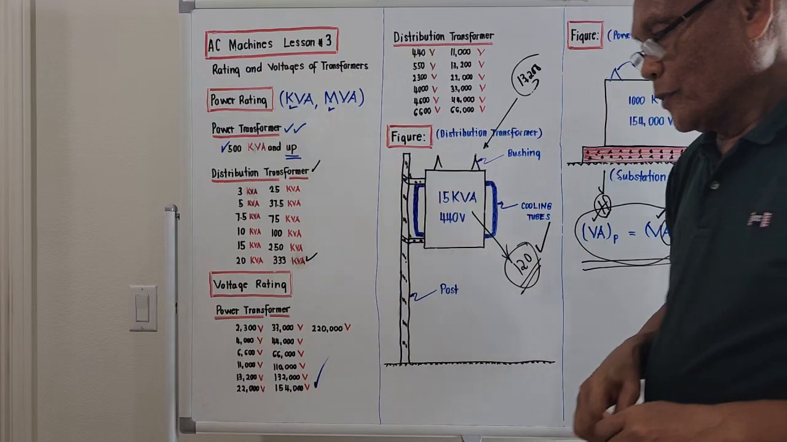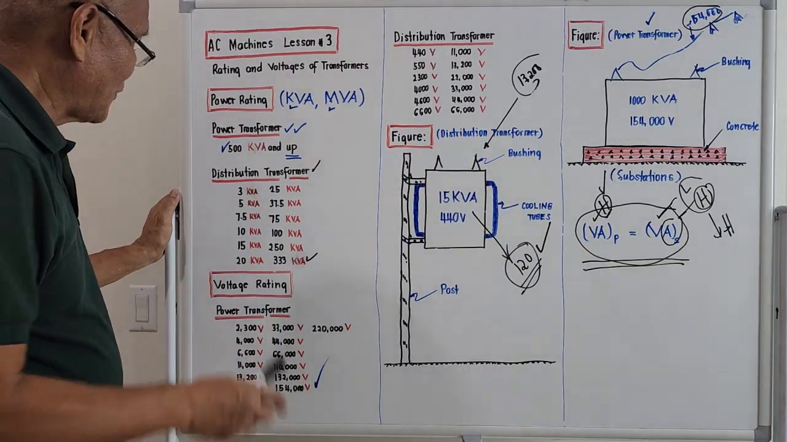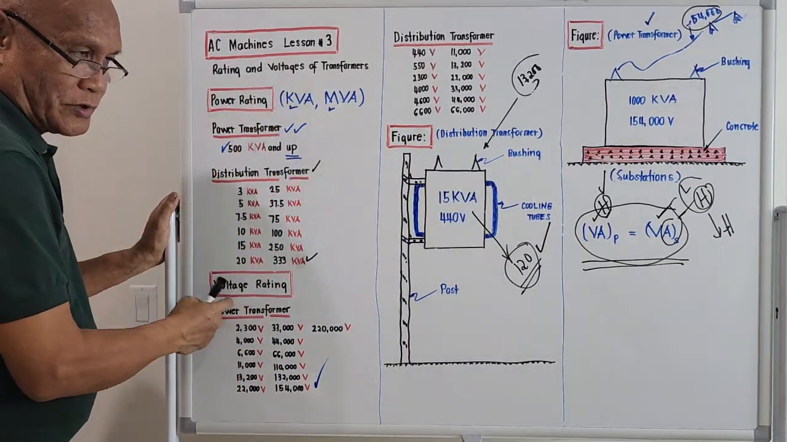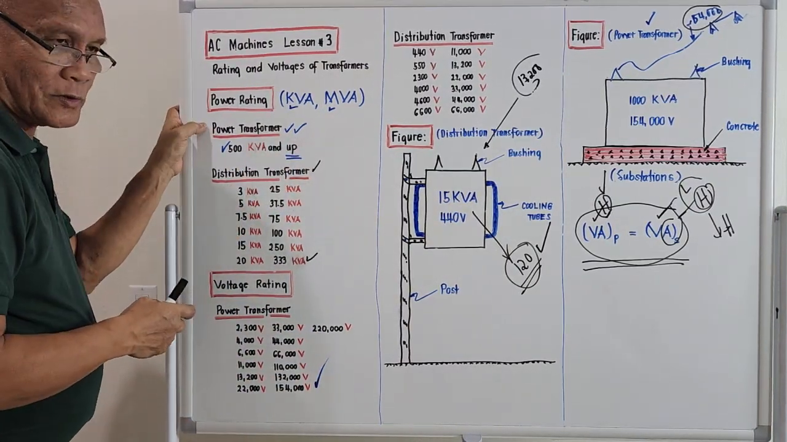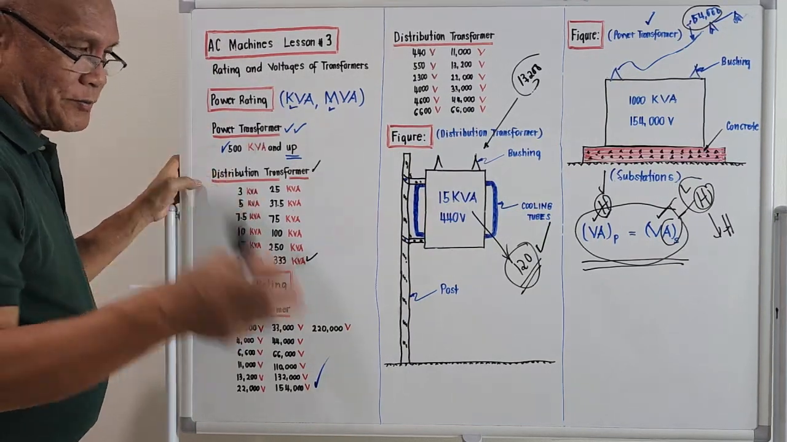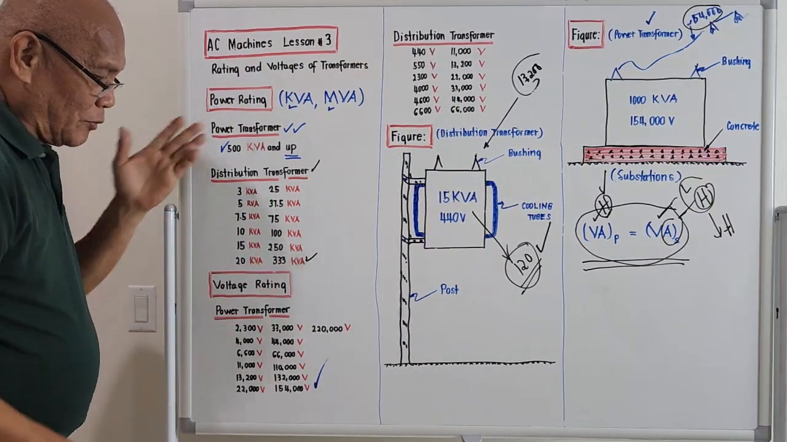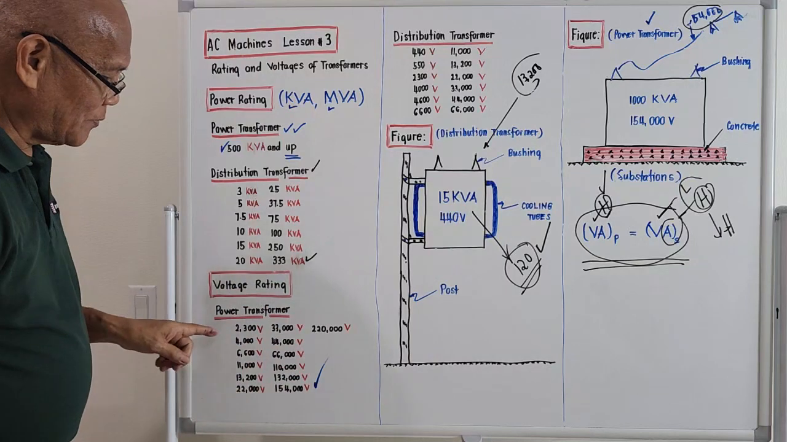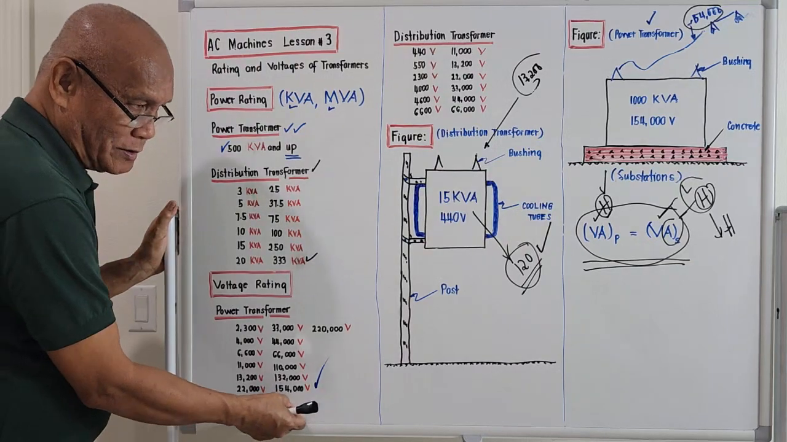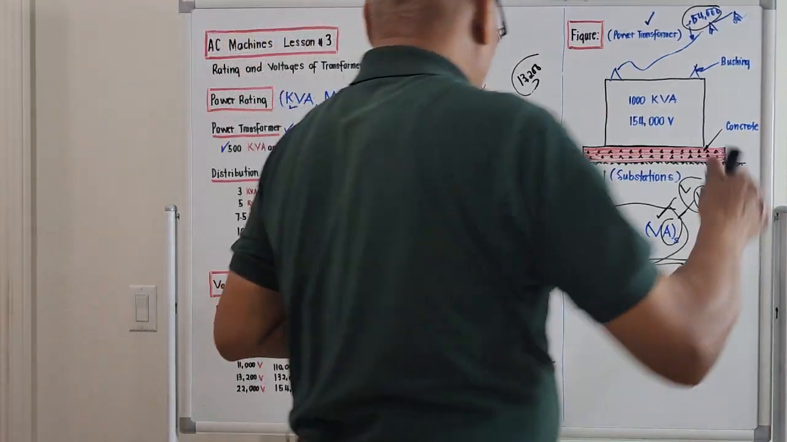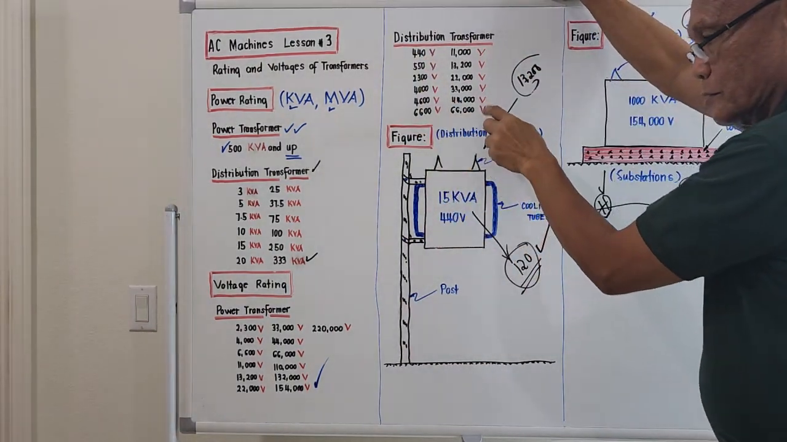Okay, that's it, guys. At least we now know how to classify a transformer according to power rating and according to voltage rating. For the power rating, 500 kV and up is to be considered a power transformer, and for the distribution, it will be with the value from 3 up to 333 kVA. For the voltages, these are the voltages for the power transformer. It's from 2300, the highest one is 154,000. And for distribution, it could be from 440, the highest one will be 66,000.